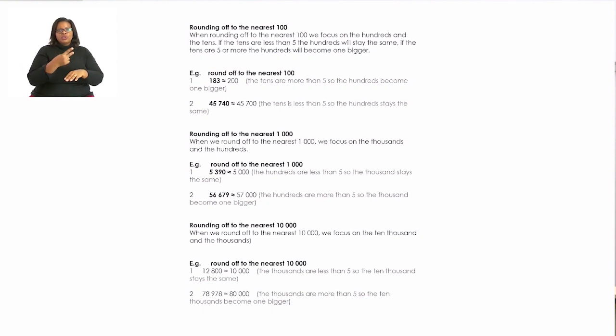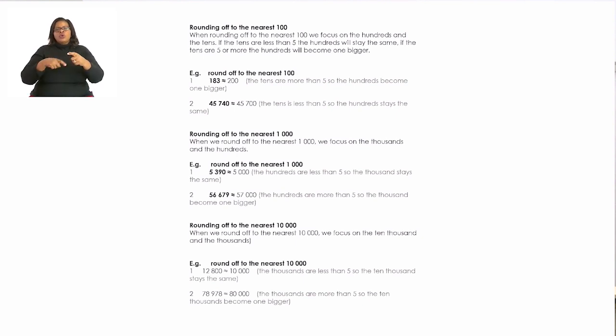56,679, rounded off to the nearest 1,000. The hundreds are more than 5, that means the thousands become 1 bigger. Our 100 is a 6, and that means it can change our 1,000, and 56,679 rounded off to the nearest 1,000 becomes 57,000.